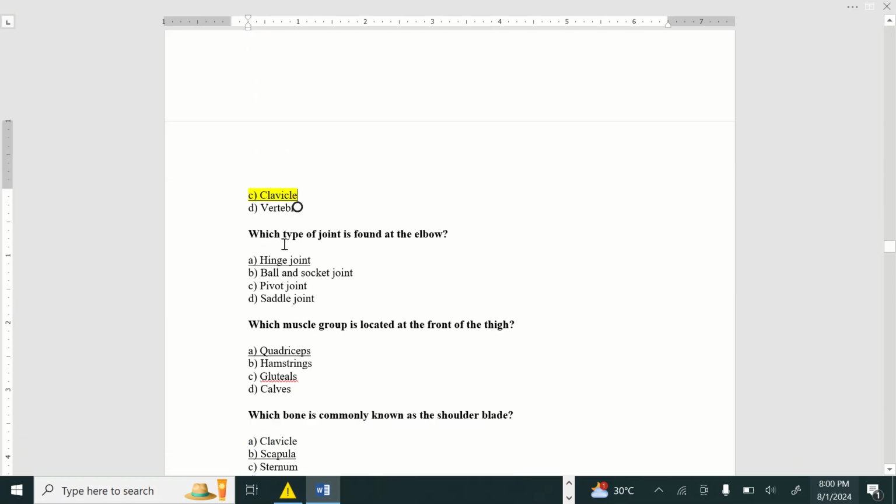The next MCQ is: which type of joint is found in the elbow? A. Hip joint, B. Ball and socket joint, C. Pivot joint, D. Saddle joint. So the correct option is A.